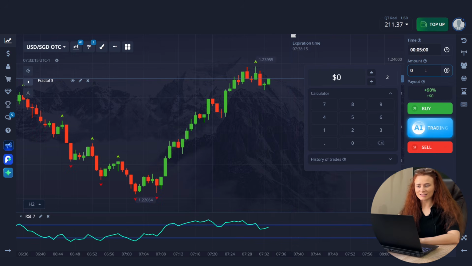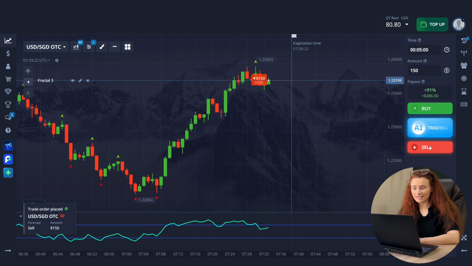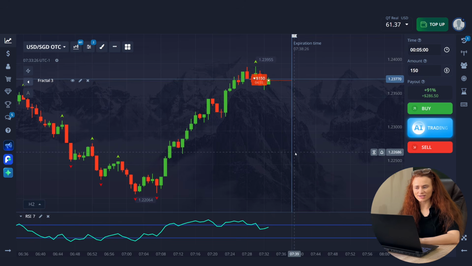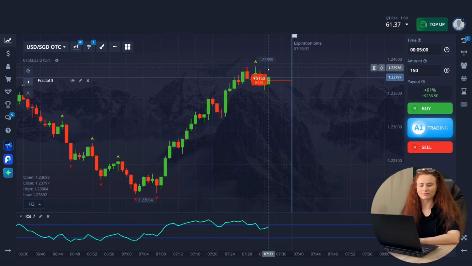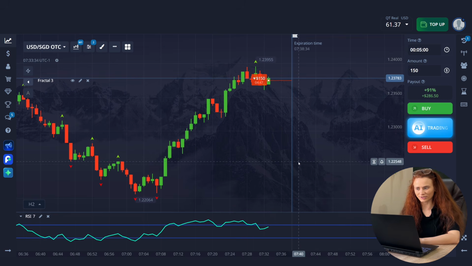The third trade, sell again. Both indicators gave the signal and amount is $150. Clean setup. Fractal confirmed the end of the uptrend, RSI crossed level 70 downward, and everything by the rules. And while the trade runs, I want to say something that sounds kind of obvious, but almost nobody actually follows.